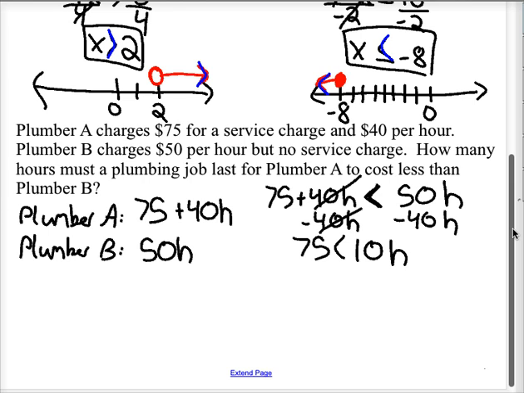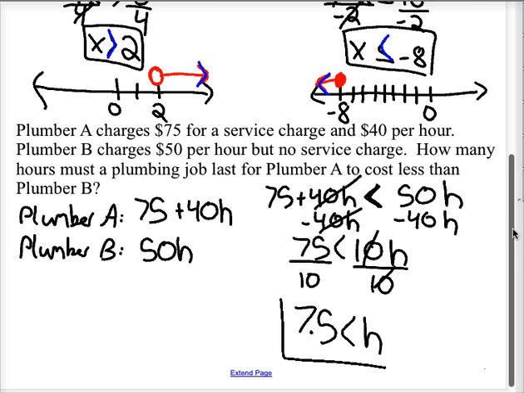All right, and now finally to get the h by itself, I can divide by that 10. So the answer to the question is, if your job takes more than 7.5 hours, so H is greater than 7.5 hours, plumber A is going to be cheaper. All right, so again, not too complicated, just being able to write the words and then transform that into an inequality to solve.